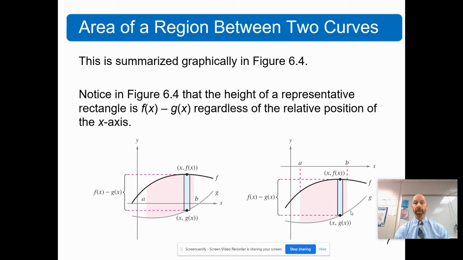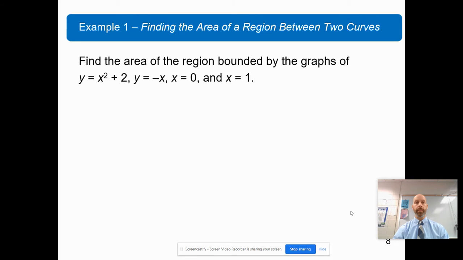So for example, look at the graph here on the left. Here we can see that the f function is clearly greater than the g function, but notice that the g function is slightly below the x-axis. That's okay. Or look at the graph here on the right. Here both functions are below the x-axis. You still can take f of x minus g of x in the integrand.